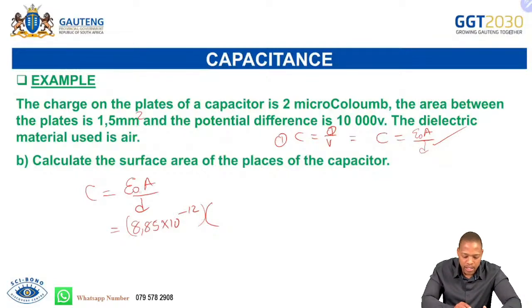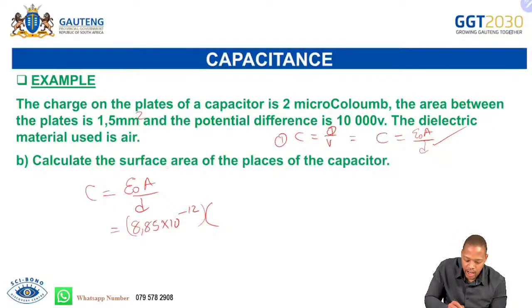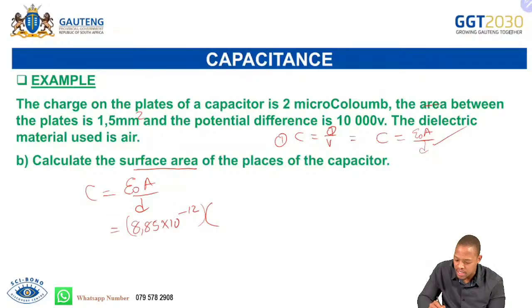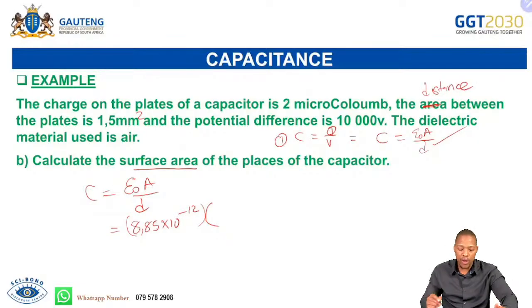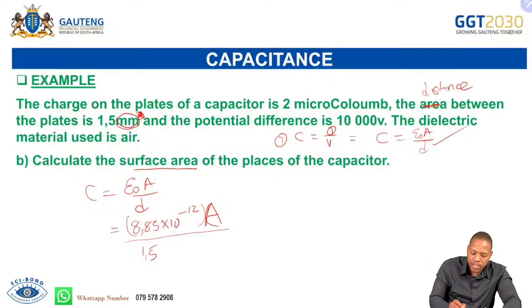So multiply by the area. The area between the plate is 1.5. And then we are actually asked to calculate the area. So this should be the distance. Okay, this is another mistake. This should be the distance between the plates. So we have the distance. We are asked to calculate the area. So this should be A, grade 12. Apologies for that mistake there. Over the distance between the plates. So that means we do not need the square there. The distance between the plate is 1.5, and it's in millimeters. So millimeters must be converted to meters.